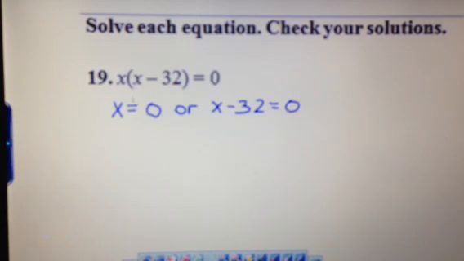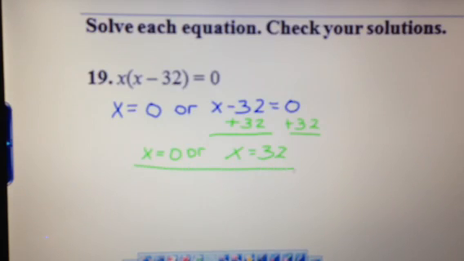Well, we want to solve this, so we want to get x by itself. You'll notice in the first factor, x is already by itself, x is equal to 0. Now we also need to solve the second factor. To get rid of that minus 32, we can add 32 to each side. And when we do that, 0 plus 32 is equal to 32. So our two solutions here is either x could equal 0 or x could equal 32.